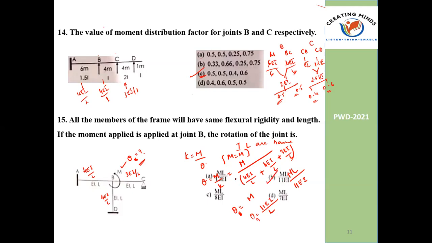See, these are very, very important types of questions. You must be careful while solving these kinds of questions. The answer is B, ML by 11 EI. Any doubts? Friends, are you getting it? Okay.